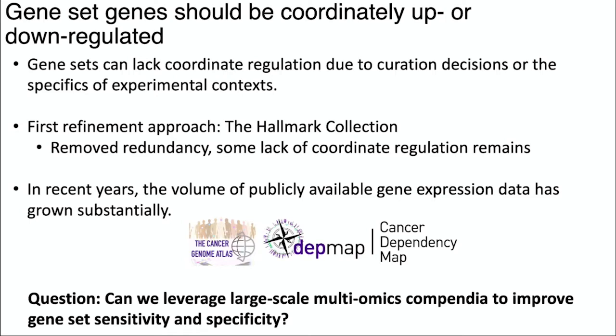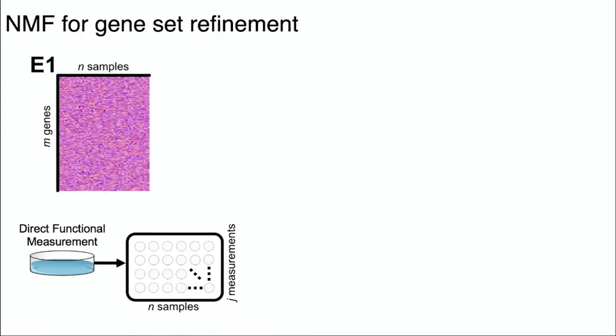In recent years, the amount of publicly available multi-omics compendia has increased, so we asked if we could leverage these large-scale collections to build data-driven, refined gene sets in order to improve their sensitivity and specificity in GSEA. The method we propose works with a multi-omics compendia and refines an existing gene set using two inputs, a gene expression matrix and, for the same samples, additional more direct measurements of phenotypes such as CRISPR screens or proteomics data.